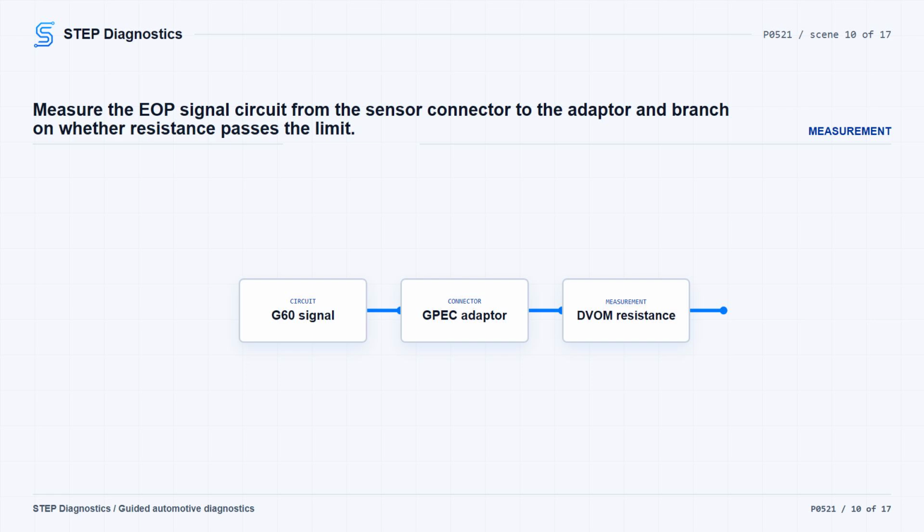Measure the signal circuit from the sensor connector to the adapter. If resistance is below 3.0 ohms, keep going. If it is not below 3.0 ohms, repair the signal circuit for an open or high resistance. Then verify the repair and confirm the code stays gone.